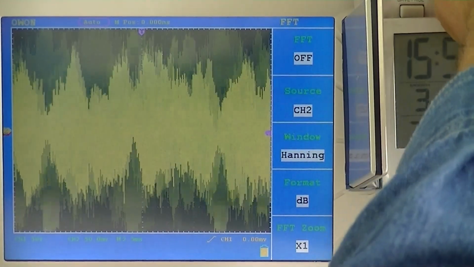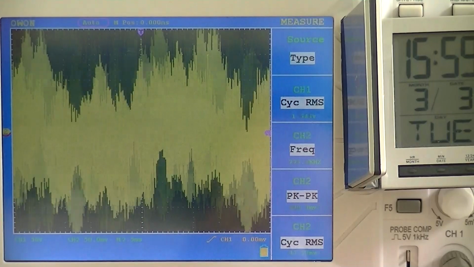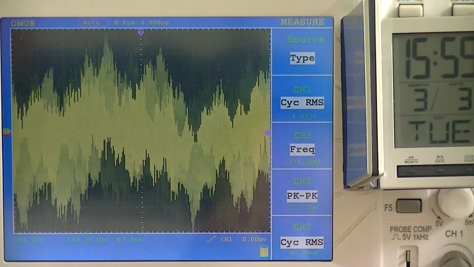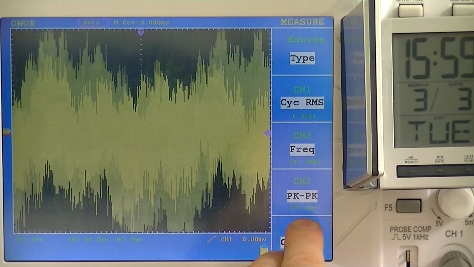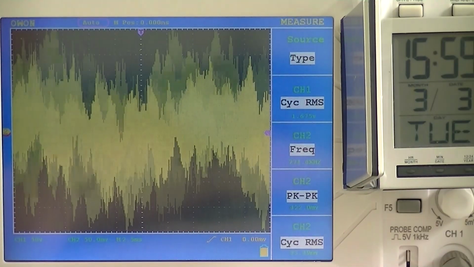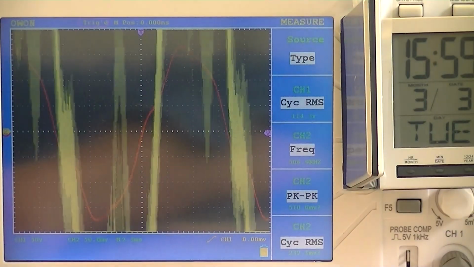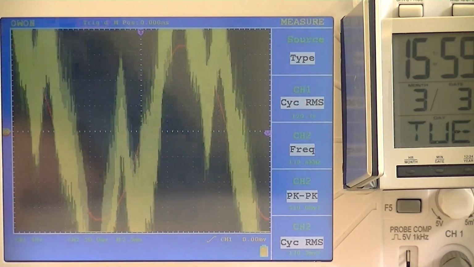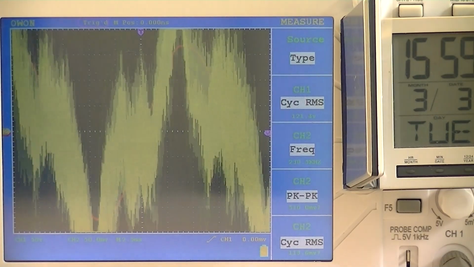I'm just going to measure what it's doing, and our cycle RMS is 60 millivolts and our peak to peak is 400 millivolts. And the power just came back on. So we now got electricity again.